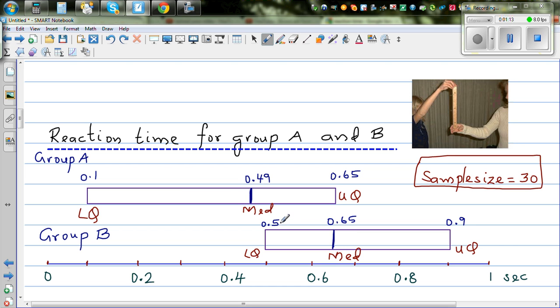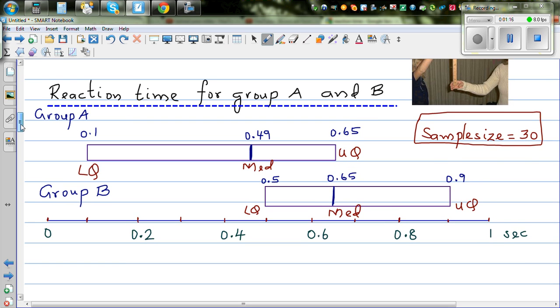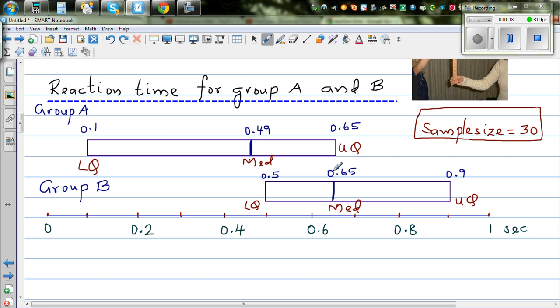Now, with this statistics, by looking at these two boxes, we want to make a call that back in the population, whether group A or group B has got a greater reaction time or less reaction time. Now, when you're looking at boxes, because boxes is what helps you to make the decision, first, let us look at the two medians. The median for group A is 0.49, and for group B is 0.65.